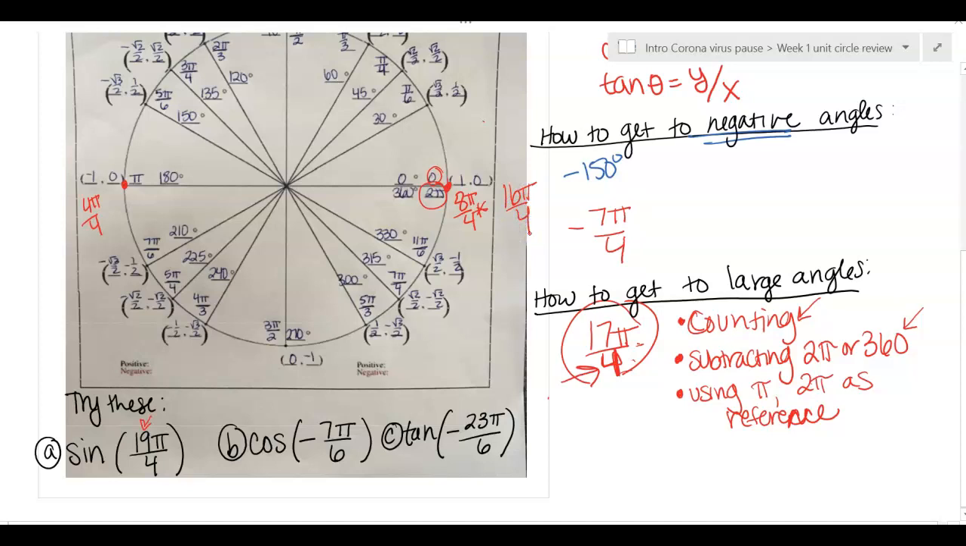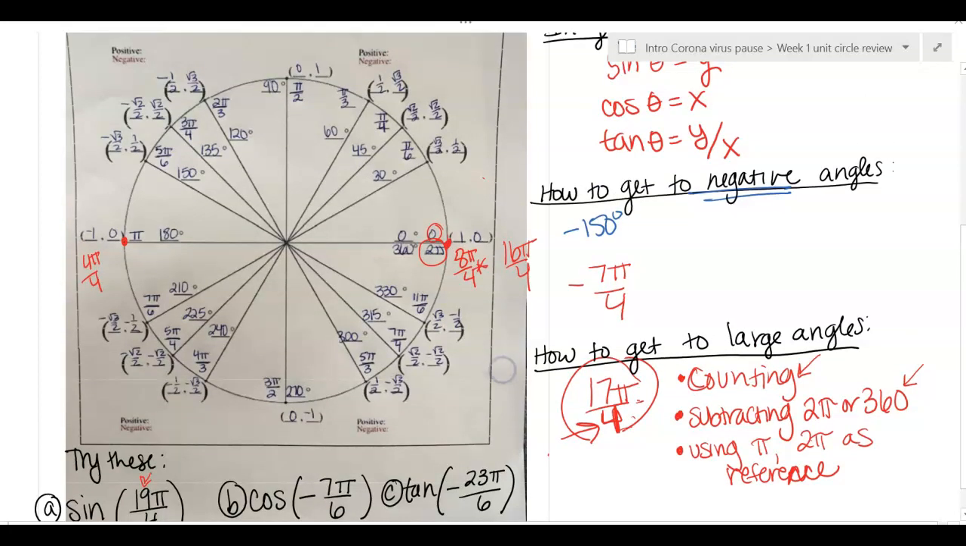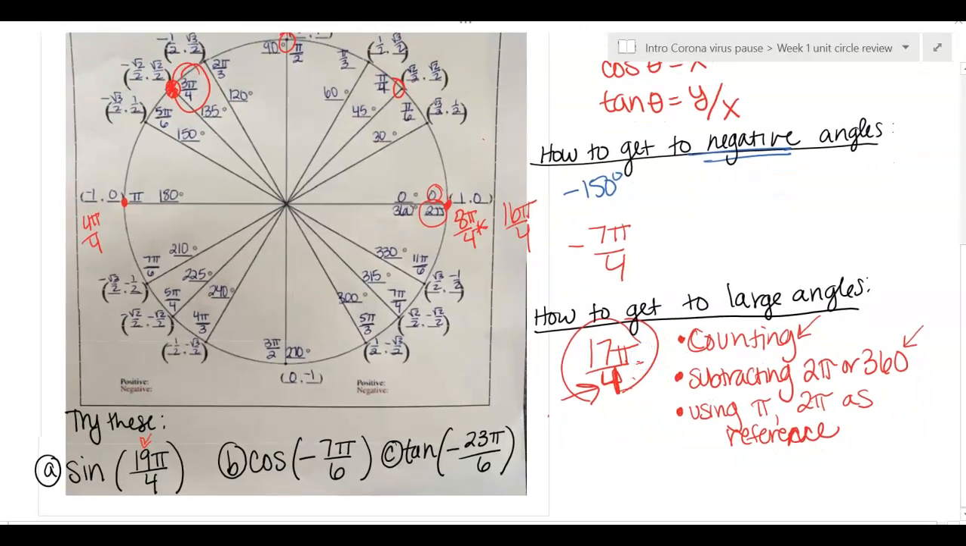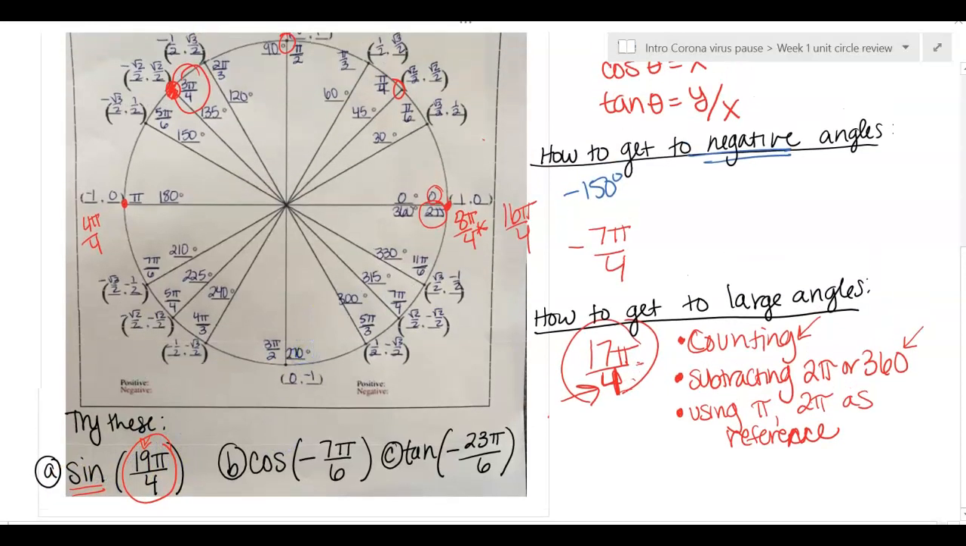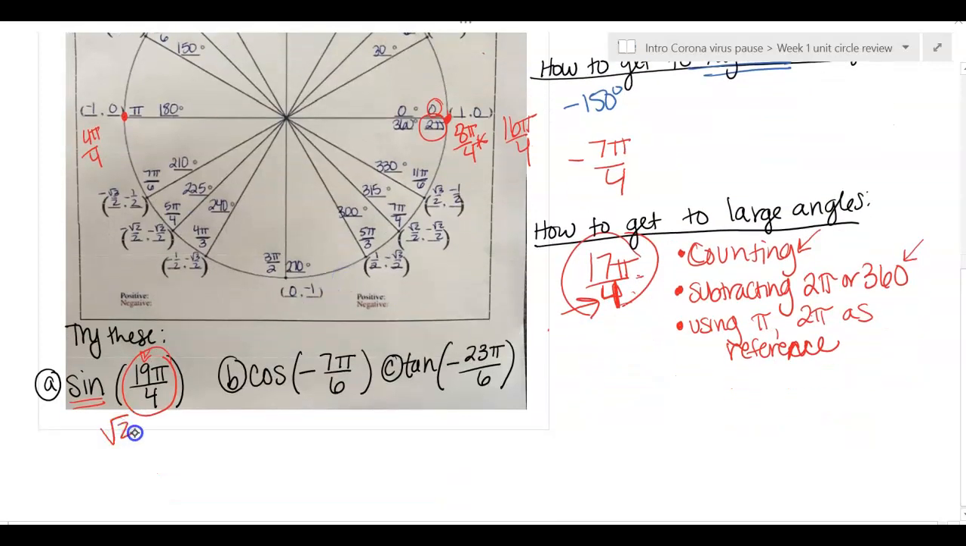I am able to count in my head the distance between 16 pi over 4 and 19 pi over 4. 16, 17, 18, 19 means it's 3 spaces away from pi over 4. So if I count 1, 2, 3, 45 degrees, that puts me right here at the same position as 3 pi over 4. So all that's done is show me where this would land. And now I want to calculate the sine at that position, which is the y coordinate, which is rad 2 over 2. So this will be rad 2 over 2.